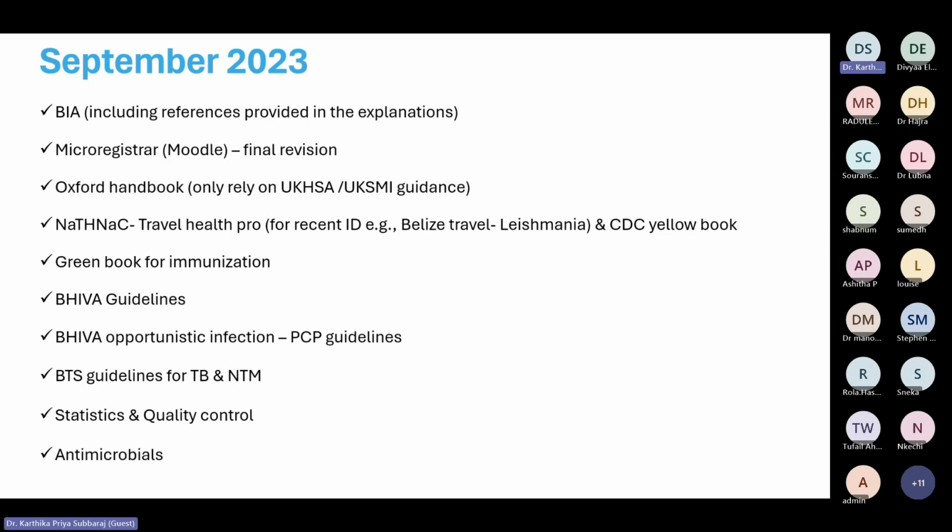And next are the miscellaneous topics, either statistics or quality control. Definitely, you're going to get a minimum of 6 to 8 questions from these topics. So this needs weightage, and if you follow Moodle for this, that's more than enough.